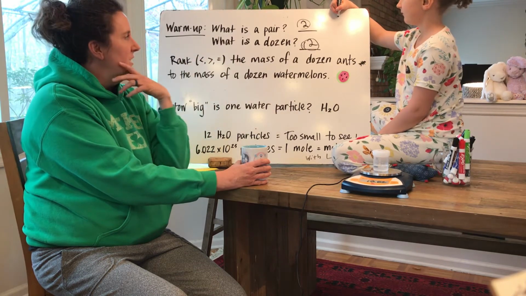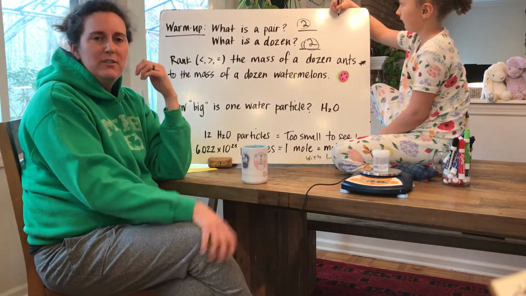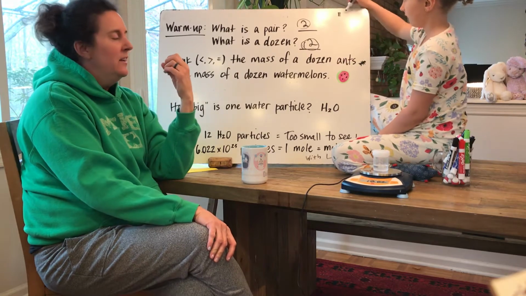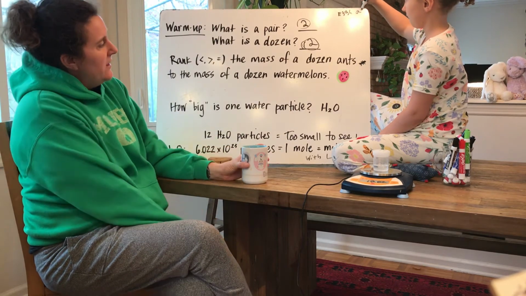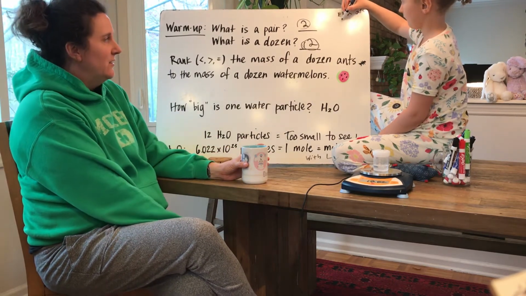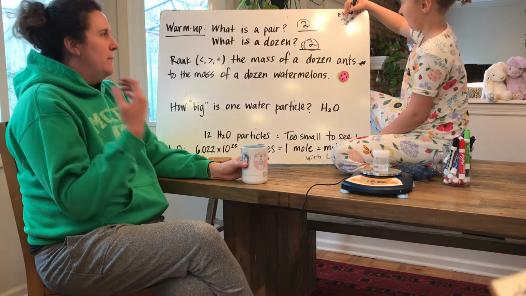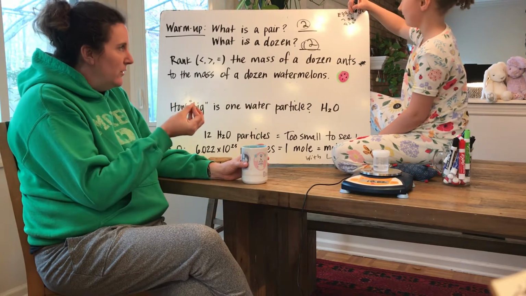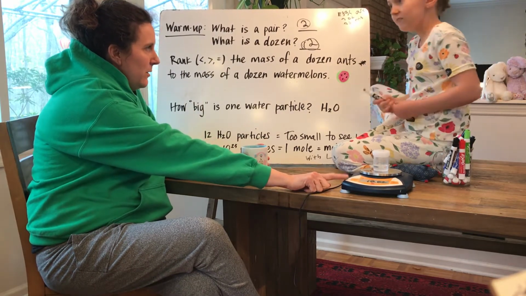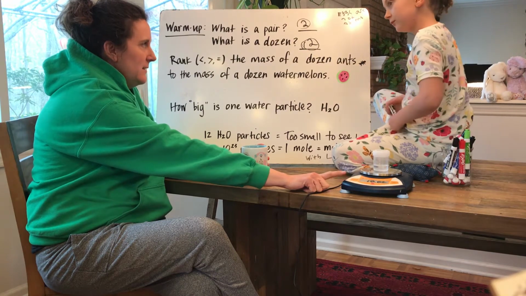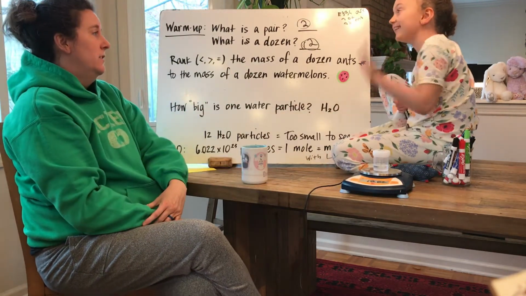But before we get into that, let's look at a question where we rank things, because in this unit, we're going to be doing a lot of ranking and also revisit some ratios. In this problem, it asks you to rank the mass of a dozen ants compared to the mass of a dozen watermelons. So imagine you're at a picnic and you catch like 12 little ants running around, and you put them on this scale here. Do you think that 12 ants would have more or less mass than if you took 12 watermelons and put them on the scale? Less mass.